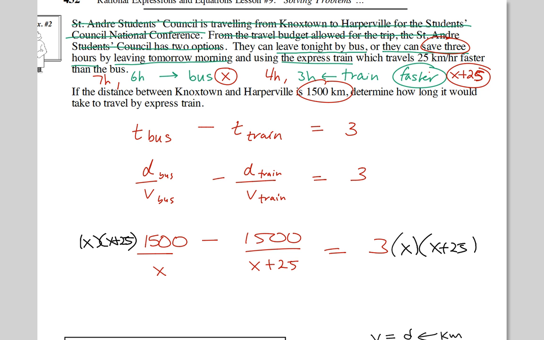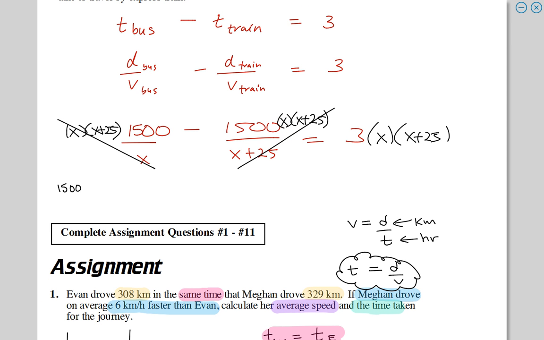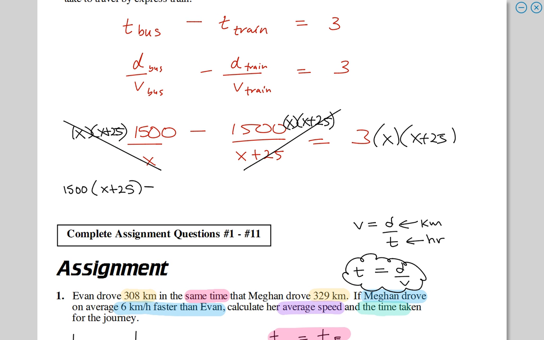Now I'm doing that distribution without really even showing it because I'm just getting good at this now. On the left-hand side, the x cancels on the first term, and the x plus 25 cancels on the second term. Now I'm just going to write a little bit smaller. So 1,500 times x plus 25 minus 1,500x equals, and I got 3x times x plus 25.